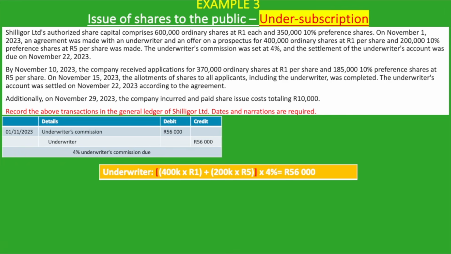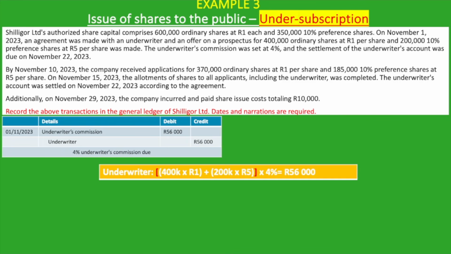Okay, when next do we have a transaction? Well, we've done the 1st of November, and we're told that we're going to settle the underwriter on the 22nd of November. So let's go chronologically, right? So let's go from the earliest date all the way to the last date. We're told that by the 10th of November 2023, the company received applications. So this should be easy. From the previous example that we went through, you record it the exact same way. We're recording how much we received for our application for each class of shares, and of course that's how much money is coming into our bank account.